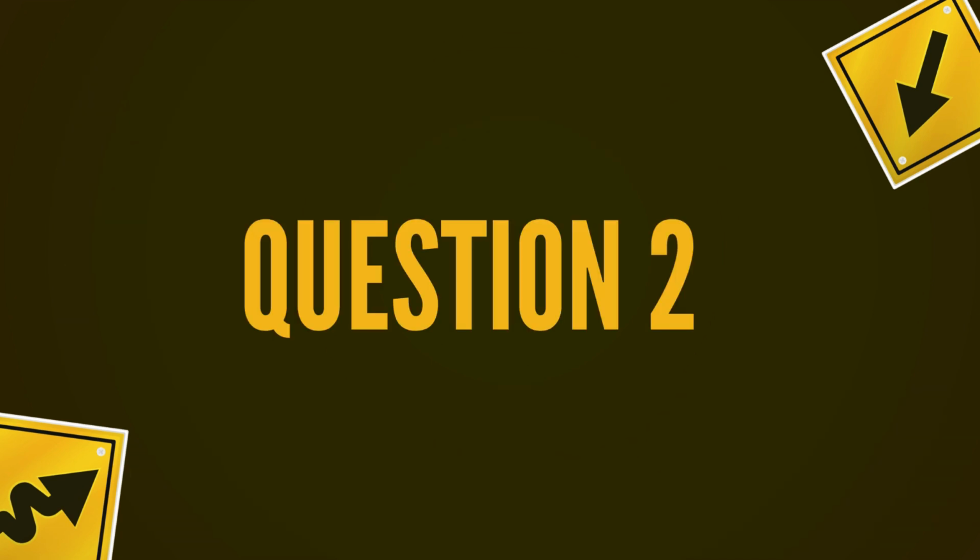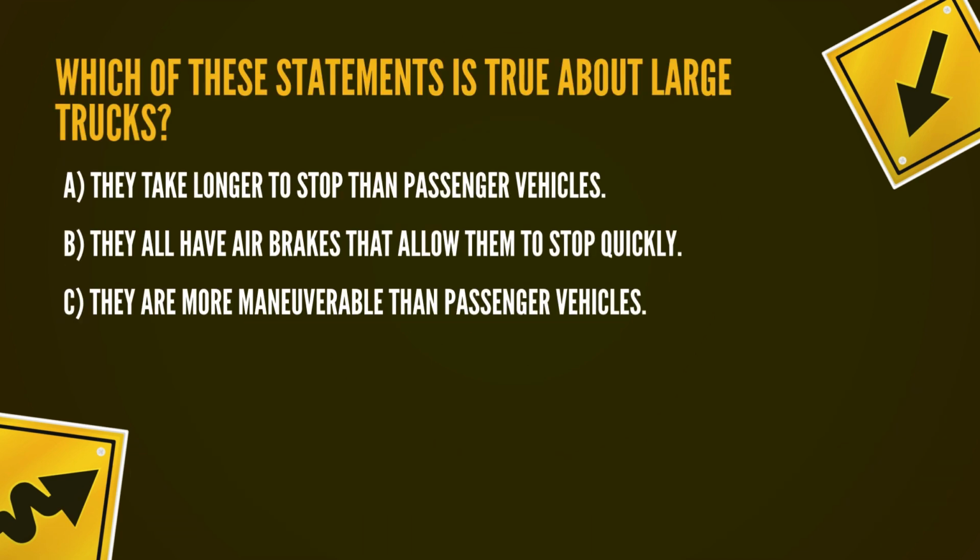Question 2. Which of these statements is true about large trucks? Option A. They take longer to stop than passenger vehicles. Option B. They all have air brakes that allow them to stop quickly. Option C. They are more maneuverable than passenger vehicles.